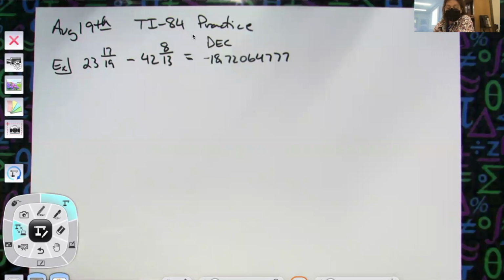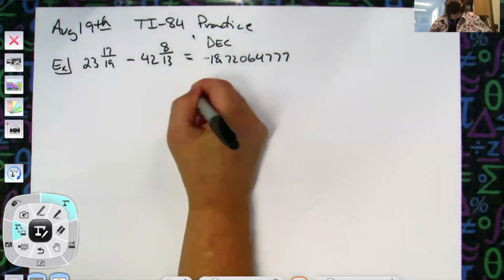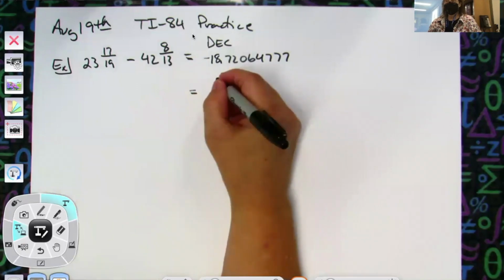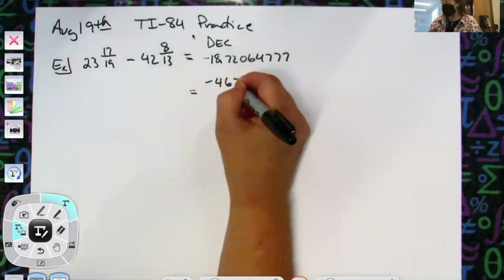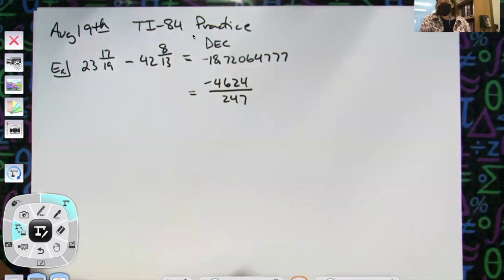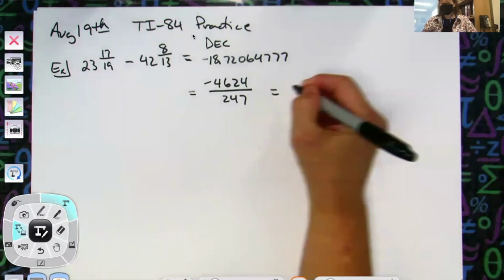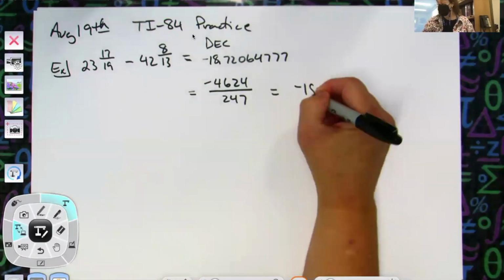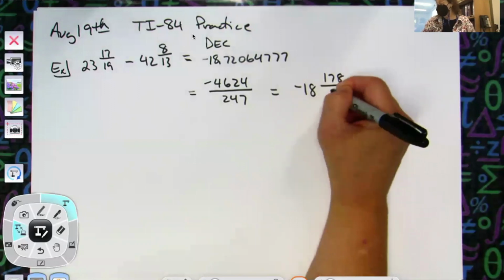Second answer, as an improper fraction. So Camden, did you get an improper fraction? Yeah, so negative 4624 over 247, right? Because if the calculator is set to fraction, it gives you that improper fraction right there. Now let's try alpha y equals, and then hit 3, because the 3 under your fraction menu is going to go back and forth between a mixed number and an improper fraction. So then this is a negative 18 and 178 over 247.